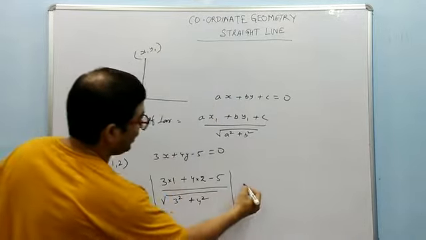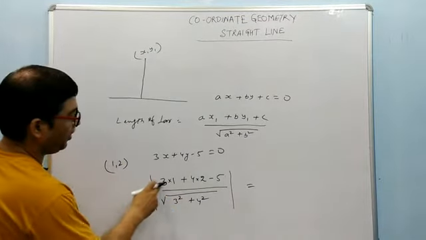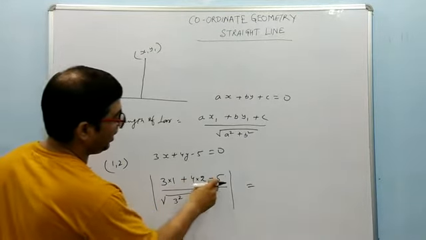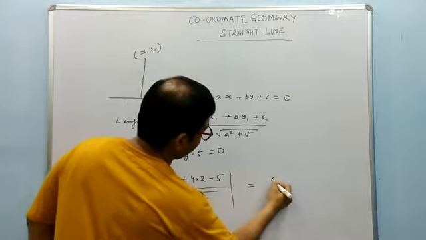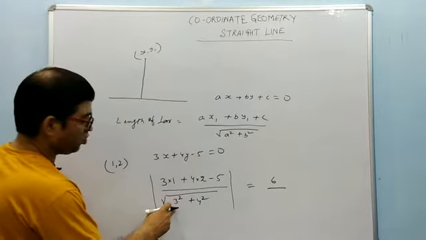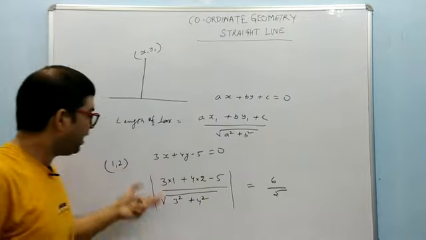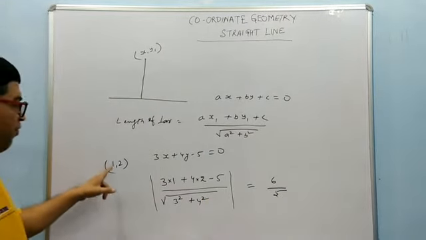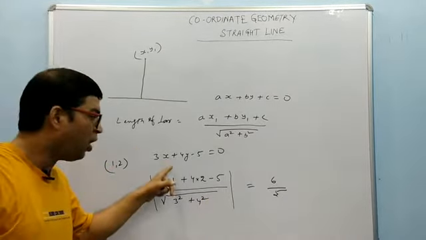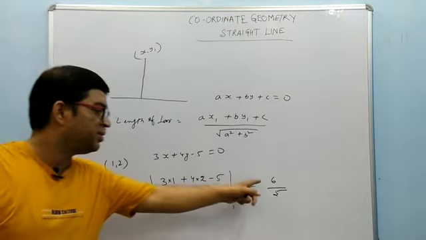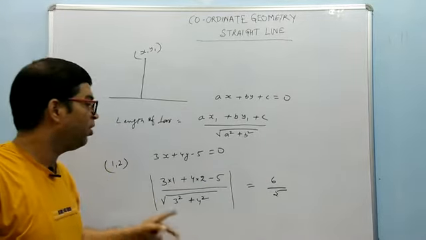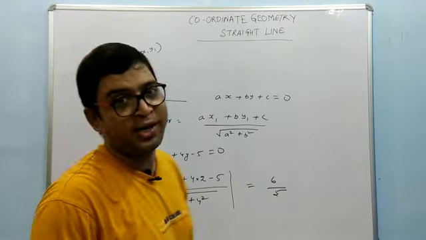Okay, so what is it coming out to be? See here, 3 plus 8 is 11, 11 minus 5 is 6, divided by the square root of 3 square 9 plus 16, 25, which is 5. So the length of the perpendicular from this point on this line is just 6 by 5. Hope you are understanding these two basic concepts.